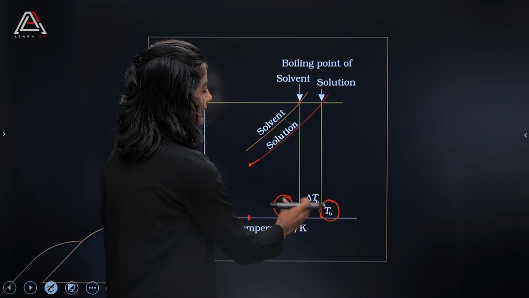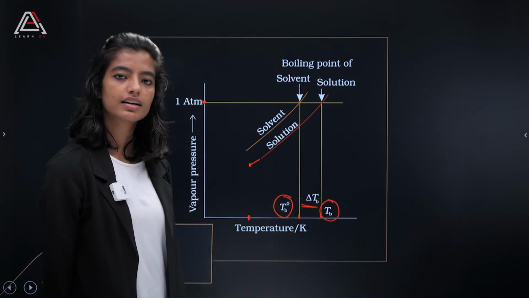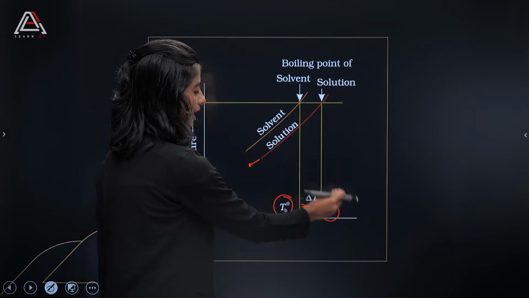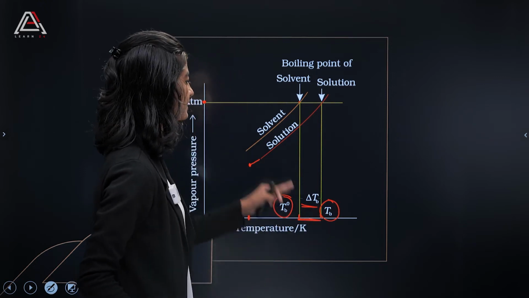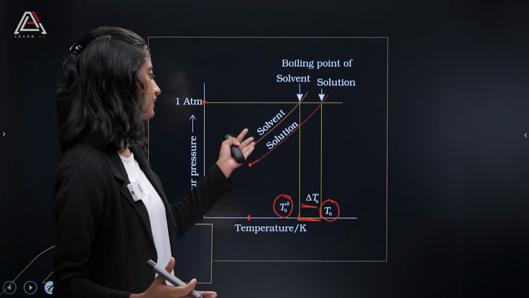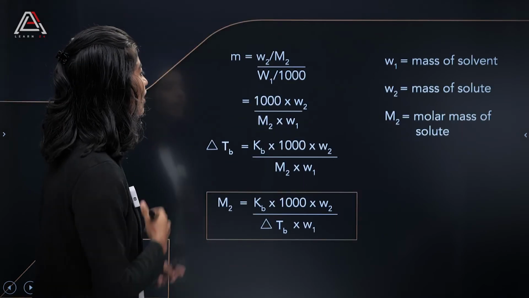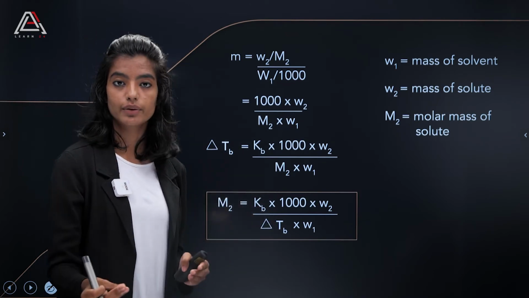And the difference between TB0 and TB is delta TB. Clear with that? Delta TB is the difference between TB0 and TB. The boiling point just increased. The solution has the higher boiling point than the solvent. Clear with this graph? Alright. Now let's move on. We have to find the molar mass of solute, right?